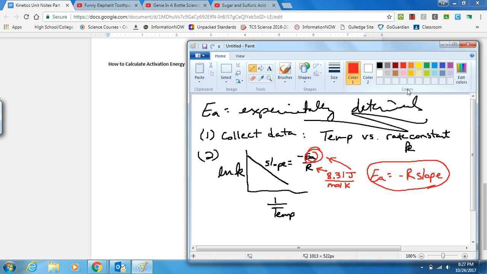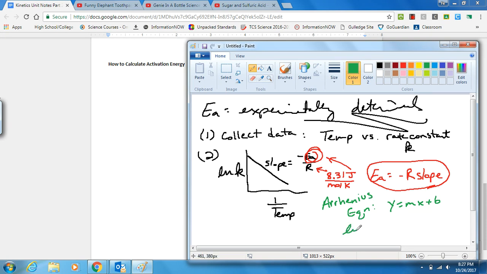Now, if you're curious, you might say, all right, well, that's cool and everything, but where in the heck are you getting all this stuff? How do you know that natural log of K needs to be here, 1 over temperature needs to be here, and the slope is equal to that? All of this stuff is derived from something known as the Arrhenius equation. You do not have to know the Arrhenius equation. I'm just trying to show you where it's coming from. Here's the Arrhenius equation here. It's basically a y equals mx plus b equation.